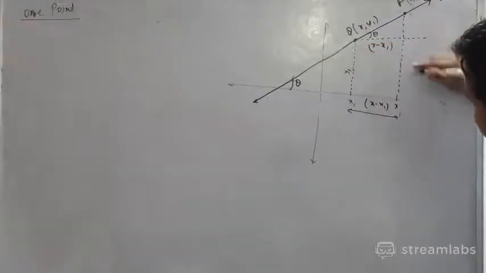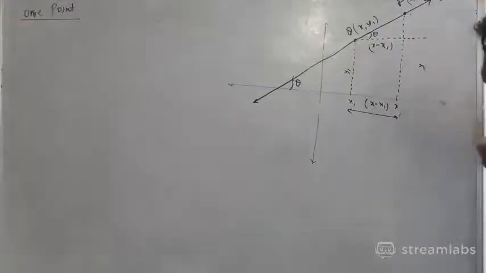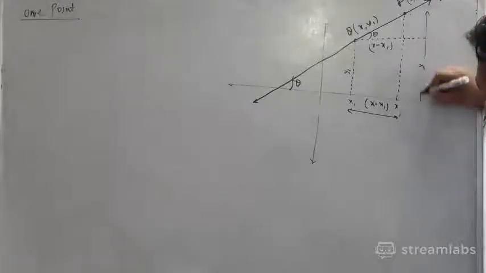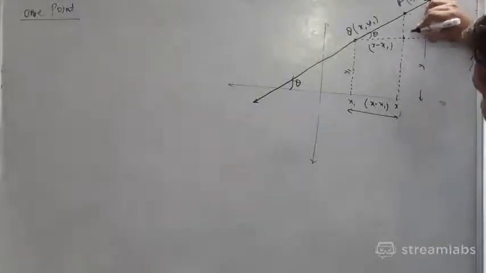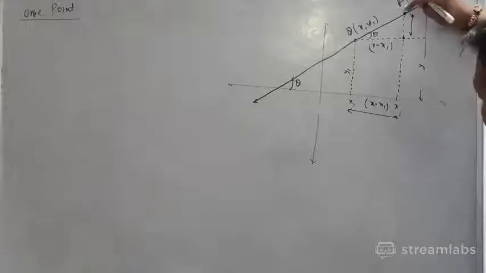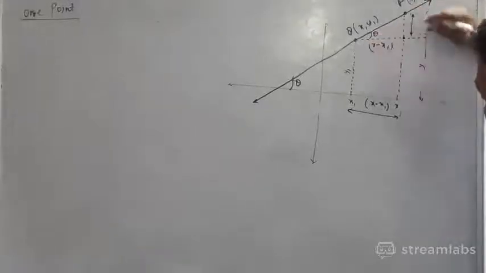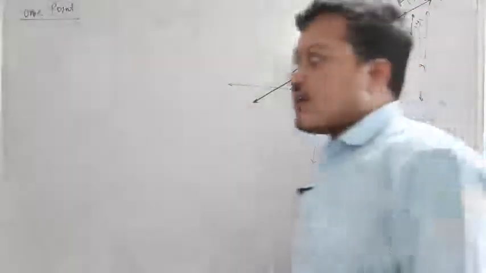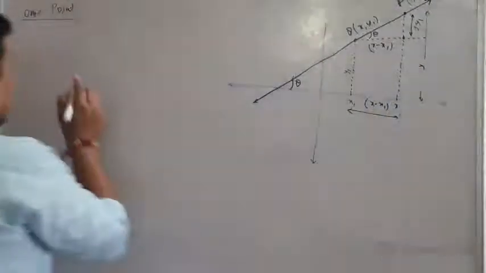And up to the whole point, what is the distance? y. So tell me what is the distance between these two points. The total distance up to y, and here is y1, so the distance is y minus y1.